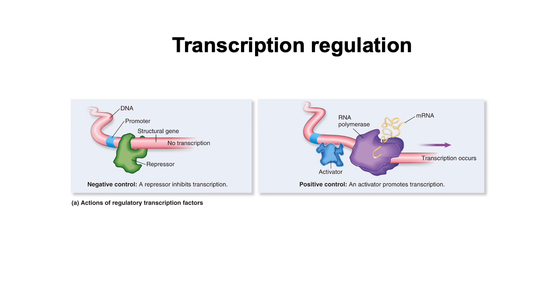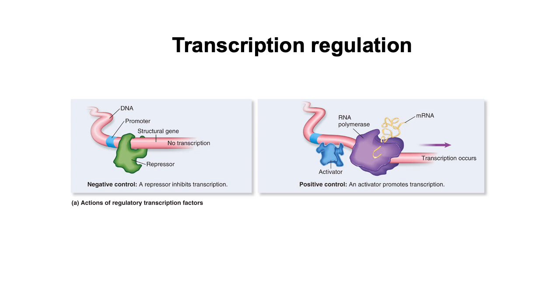So negative control or repression is carried out by proteins called repressors. And you see one of those here in green. What a repressor does is it physically binds to the DNA, to the gene, near the promoter. And because it's physically sitting there, it blocks the ability of RNA polymerase to come in and transcribe. So when there are repressors bound to the DNA, you get little or no transcription of the gene. So that's negative control or repression.